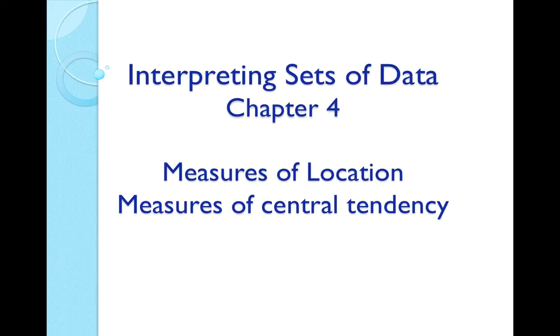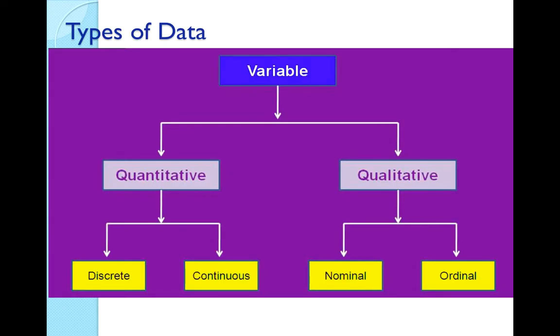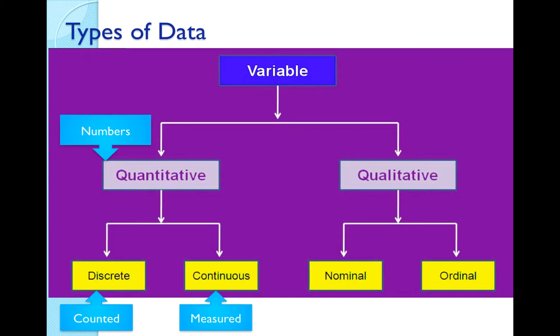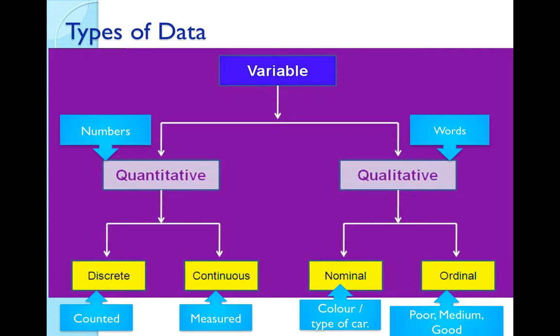We start chapter 4 by looking at what we know about different types of data. Quantitative data are numbers that could be either discrete counted numbers or continuous measured numbers. Qualitative or categorical data are words that could be nominal or ordinal words. Ordinal means there's a definite order or rank in the words.